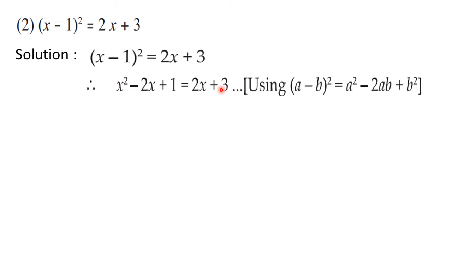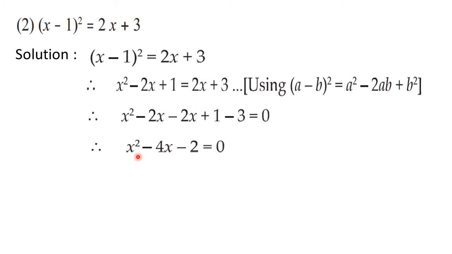Now let us take all the terms on left hand side, and we will write it properly. So first we will write down the term with highest index, that is x square. Then this minus 2x and this 2x shifted, so it will again become minus 2x, and plus 1, and this plus 3 when shifted it will become minus 3 and is equal to 0. Here you will find that these two are like terms. So minus 2x and minus 2x will give us minus 4x, and plus 1 minus 3 will give us minus 2. So the equation is x square minus 4x minus 2 is equal to 0.